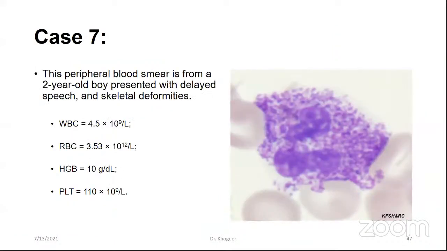Okay, case 7. So this peripheral blood smear is from a 2-year-old boy who presented with delayed speech and skeletal deformities. His CBC shows a normal white blood cell count. The patient is anemic and has mild thrombocytopenia. So any guess what these cells are?